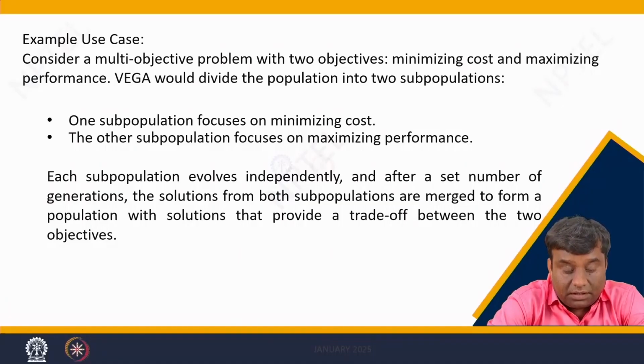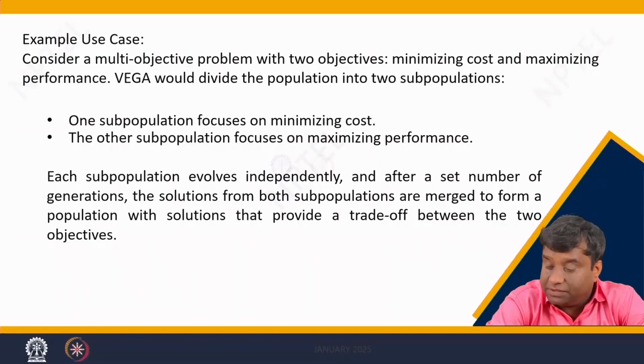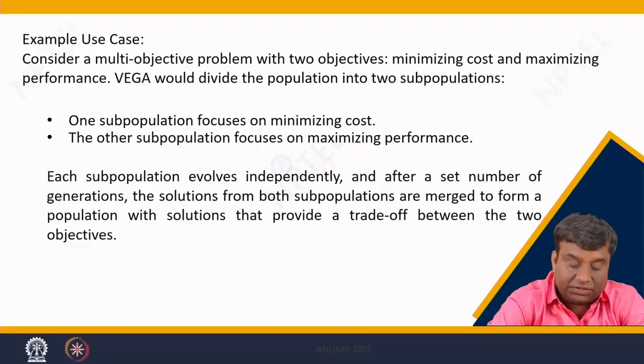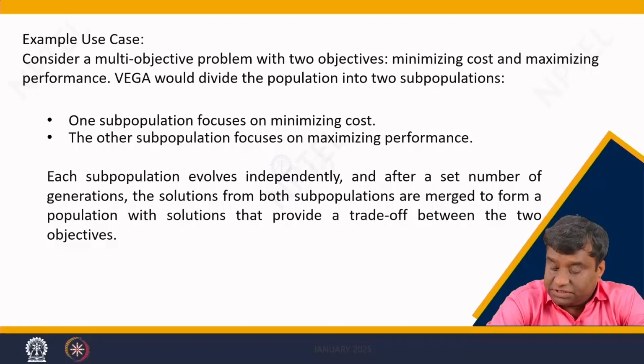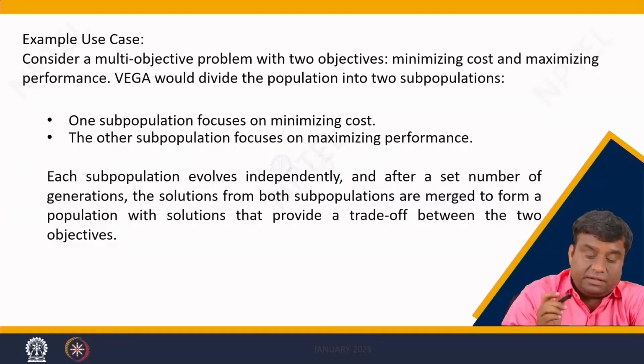Some example cases. Consider a multi-objective problem with two objectives: minimize cost and maximize performance. VEGA divides the population into two subpopulations. One subpopulation focuses on minimizing cost and the other subpopulation focuses on maximizing performance. Each subpopulation evolves independently, and after a set number of generations, the solutions from both subpopulations are merged to form a population with solutions that provide a trade-off between the two objectives. So that is an example use case.